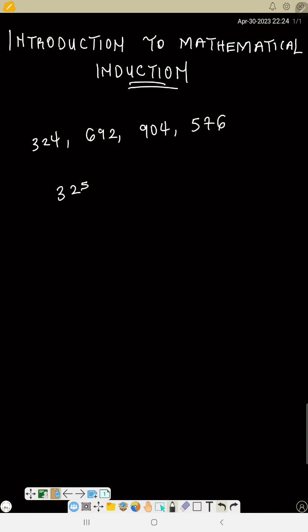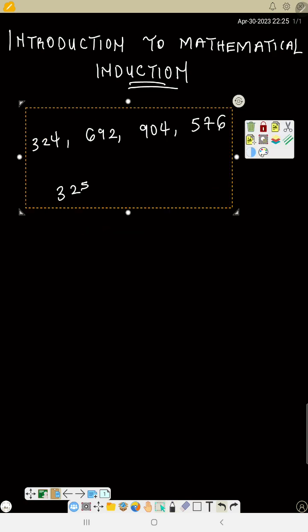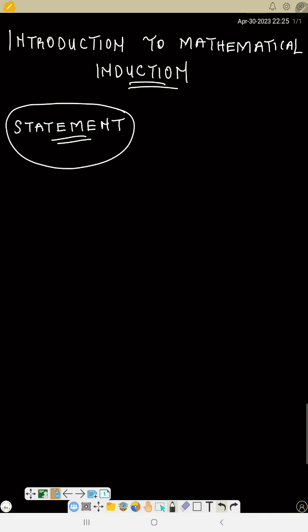So now the principle of mathematical induction is a mathematical process which is used to establish the validity of a general result involving natural numbers. So we have statements. So a sentence is called a statement. So we can have statements here.